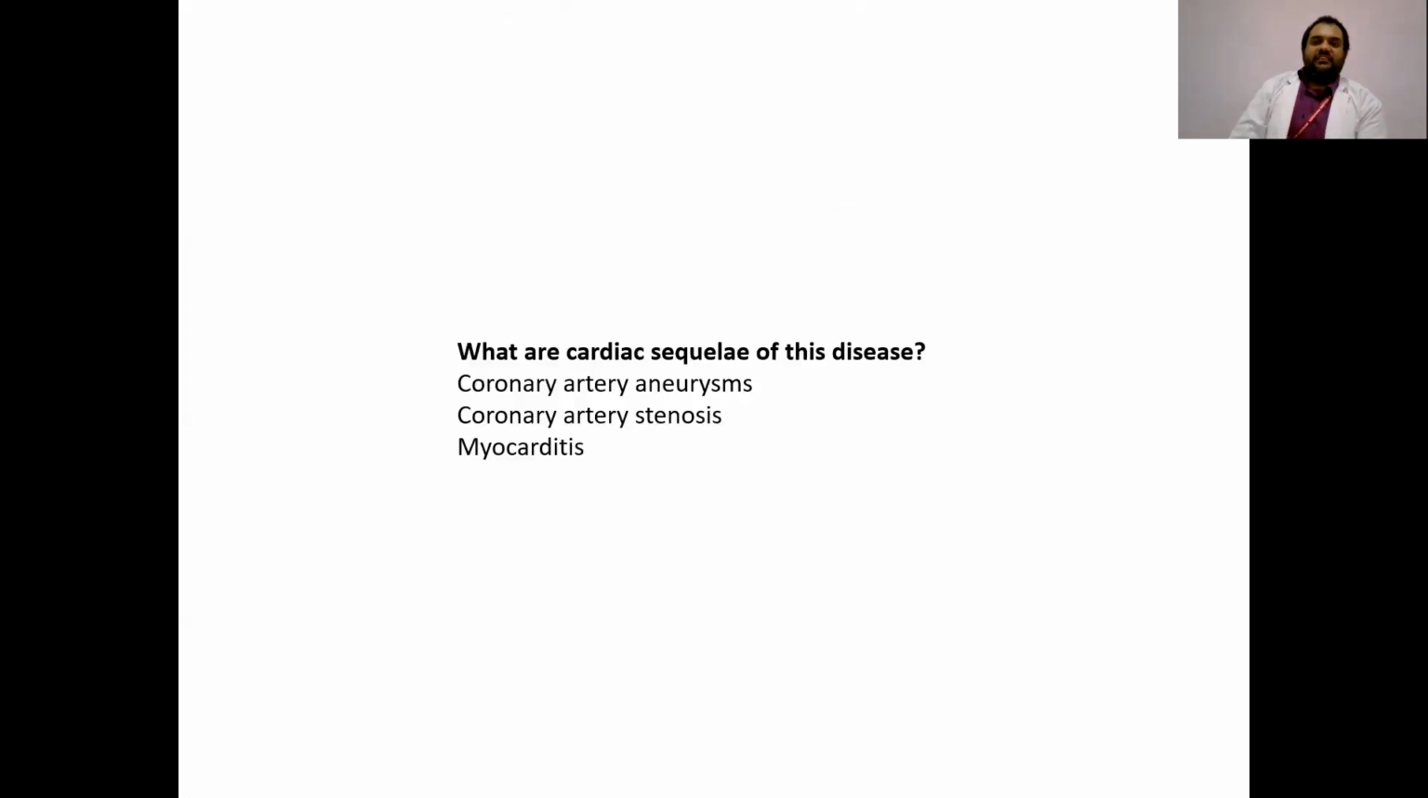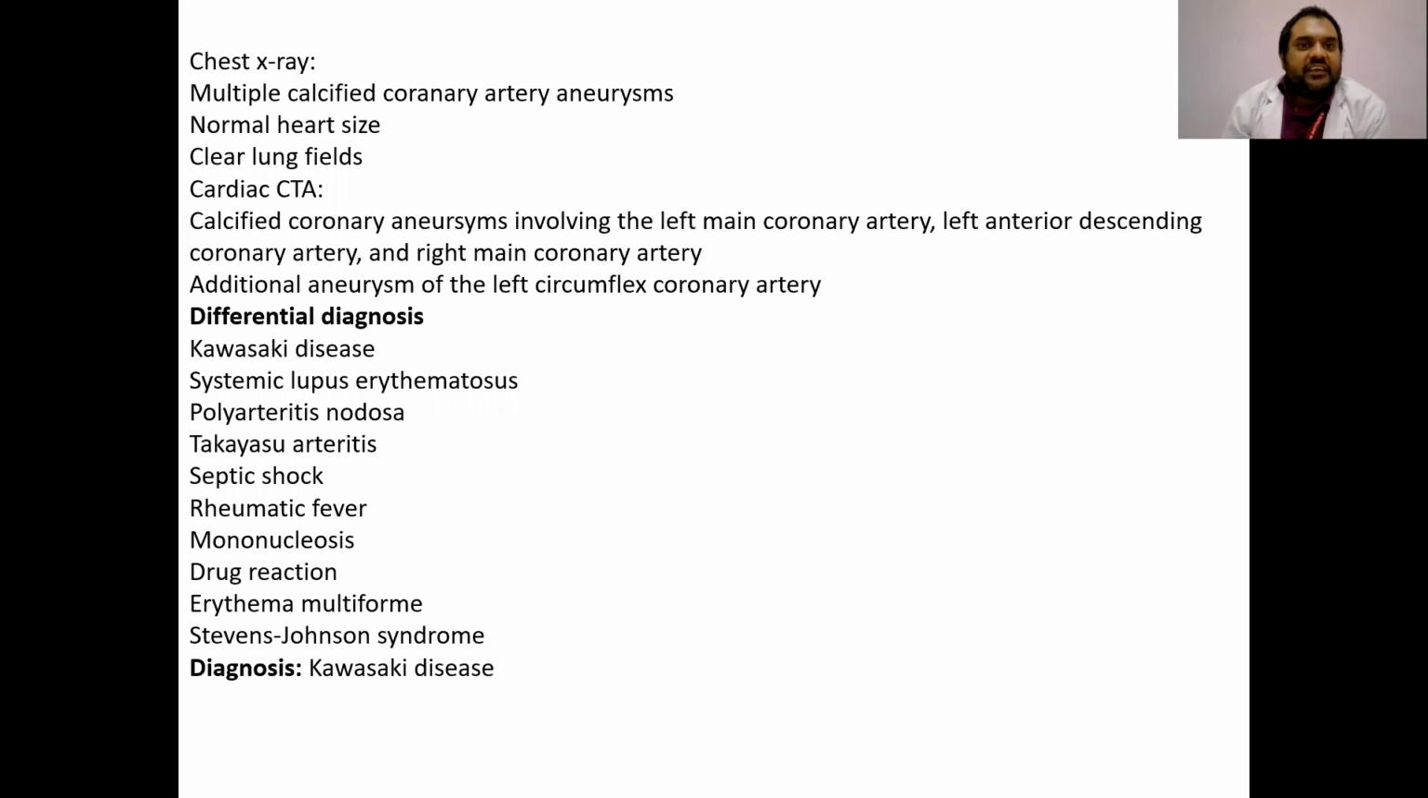What are the cardiac features of this disease? Coronary artery aneurysm, coronary artery stenosis, myocarditis. Chest X-ray: there are multiple calcified coronary artery aneurysms. Normal heart size, clear lung fields. Cardiac CT angio shows the calcified coronary aneurysms involving the left main coronary artery, left anterior descending coronary artery, and right main coronary artery. Additional aneurysm of the left circumflex coronary artery.